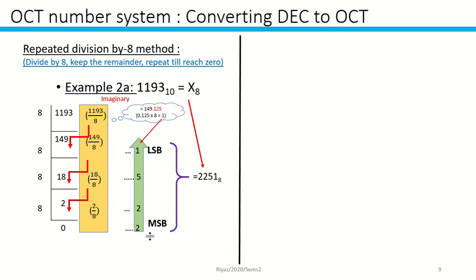So as usual, the MSB will be at the bottom and the LSB will be at the top. MSB is most significant bit, LSB is least significant bit. So you start from bottom to top. So you just put 2251 for the octal number. So 1193 decimal is equivalent to 2251 in octal.